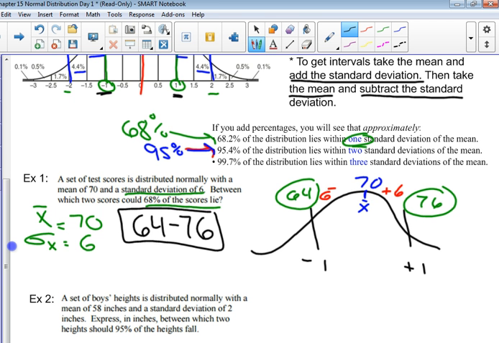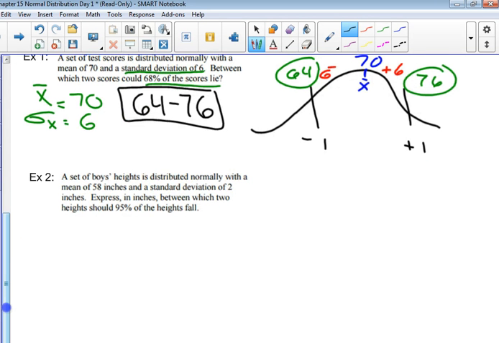So basically, you're going to be taking the mean, adding the standard deviation, taking the mean, subtracting the standard deviation. It's kind of how you show your work. Yeah, perfect, guys. All right, so let's read the next one.